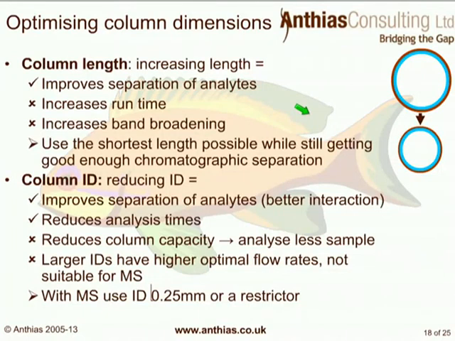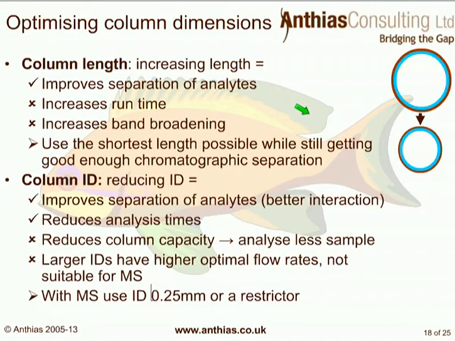So we've talked about the stationary phase within the column. So what about when we're optimizing our column dimension? If we increase the column length, will it improve the separation of the analytes, because there'll be more interaction sites to produce the separation. But also, of course, the analytes will need to travel further through the column, which means that the runtime will also increase, and therefore band broadening will increase because the analytes are spending longer in the stationary phase. So therefore, when we're optimizing the column length, we should be using the shortest length possible while still getting good enough chromatographic separation between the analytes we're interested in and also the matrix components.